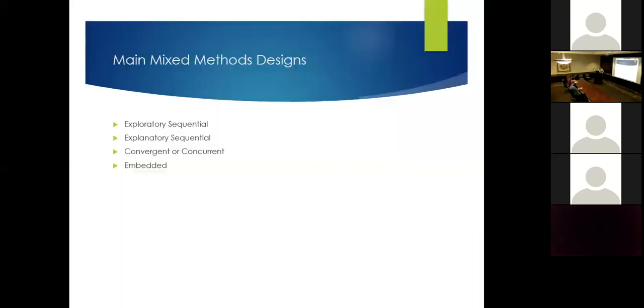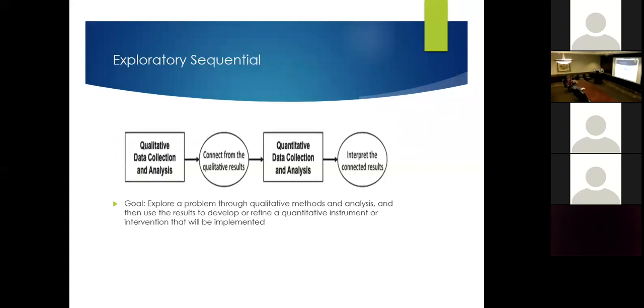So I stole a couple of slides from the very first Mixed Methods talk just to reorient everybody to the different types of mixed methods designs. And that first talk talked about four designs: exploratory sequential, explanatory sequential, convergent, which is what we'll talk about here today, and then embedded. And just very briefly, I liked these figures, so I just kept them in here.